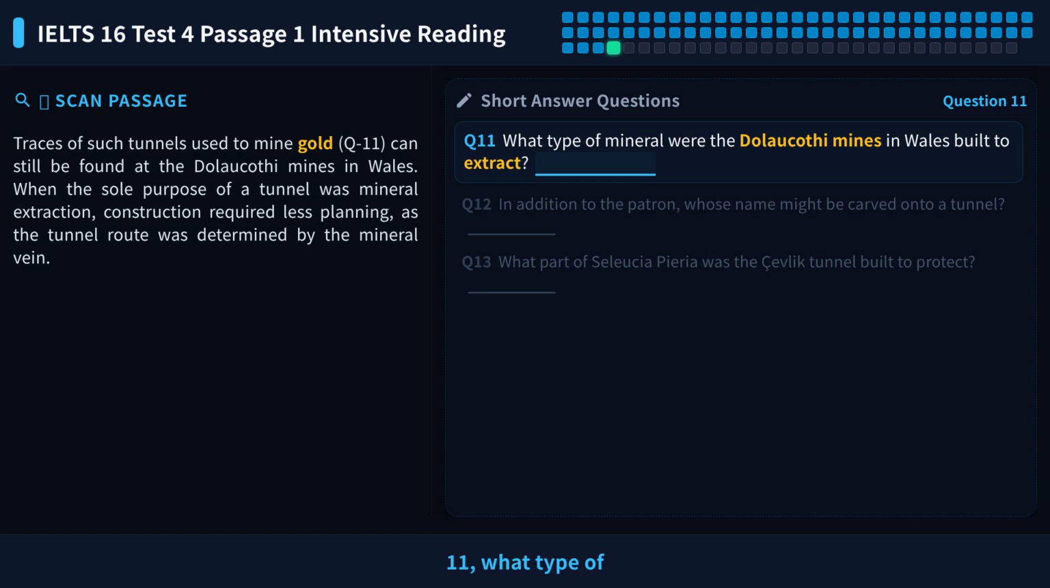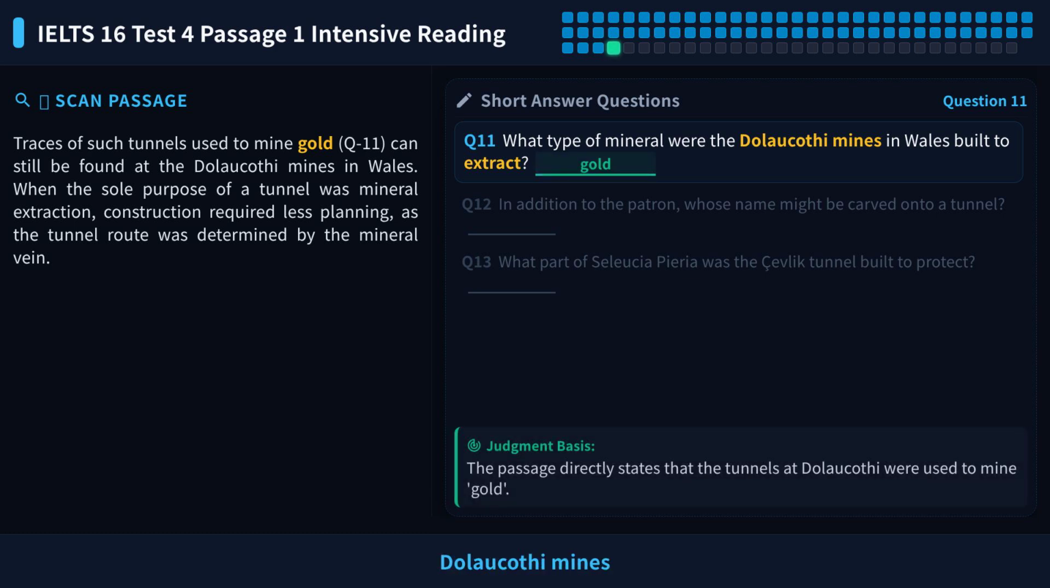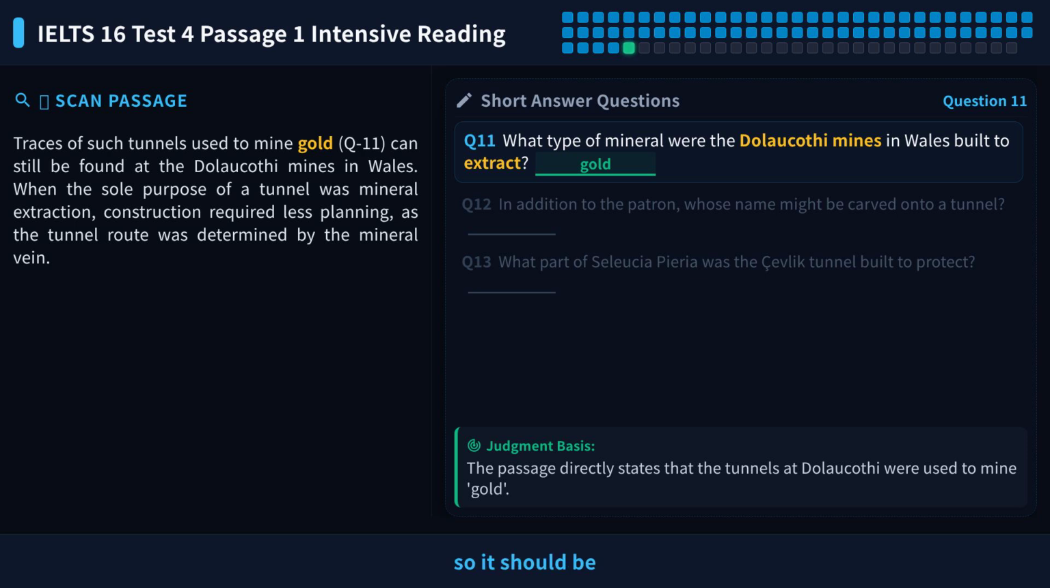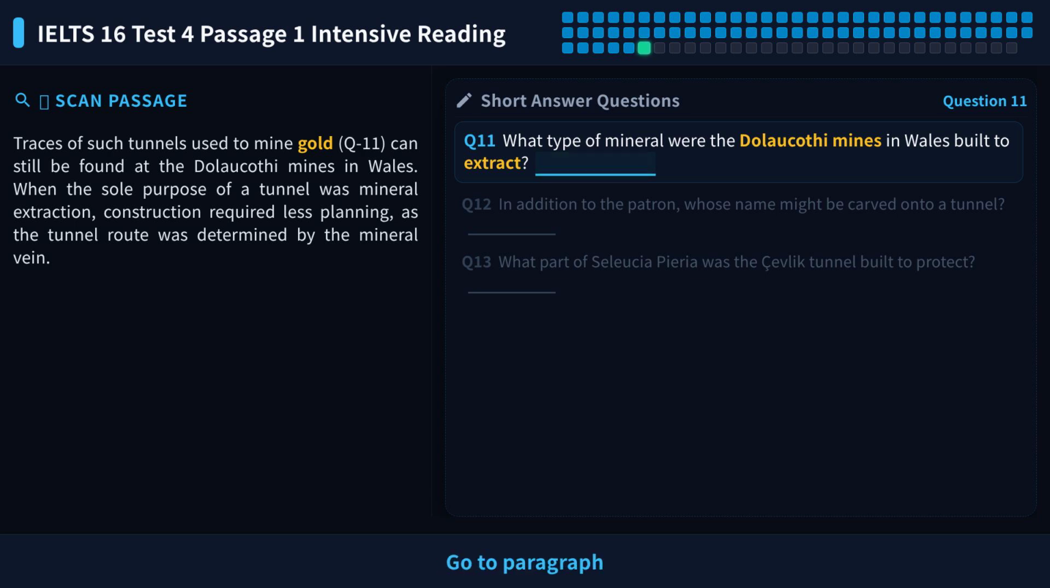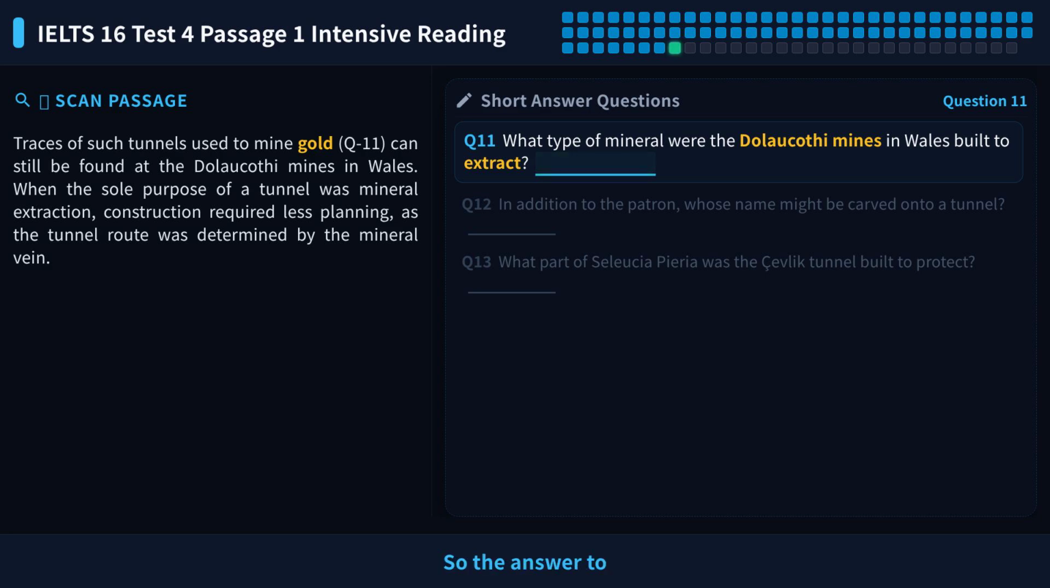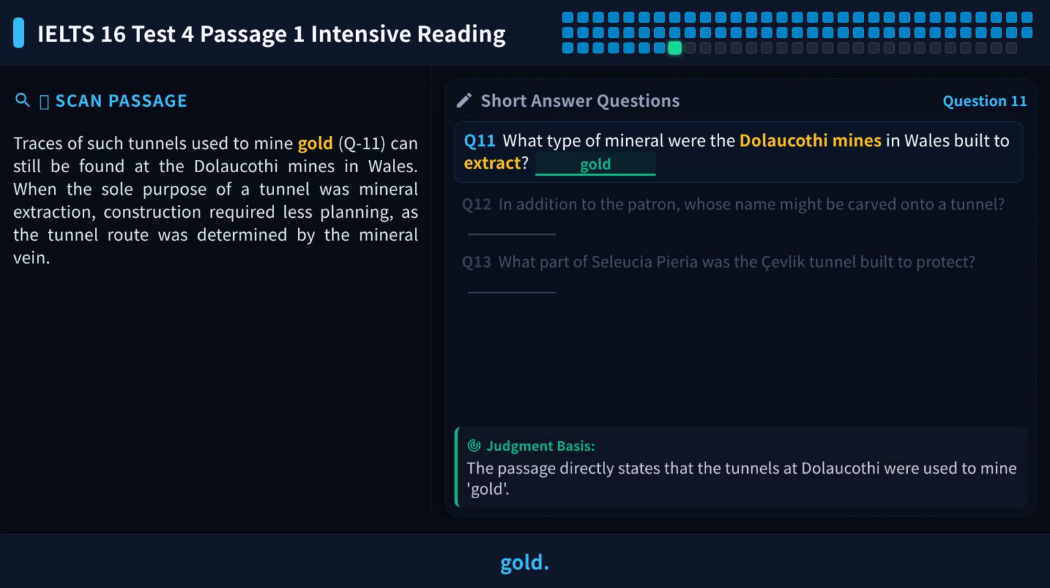Let's look at question 11. What type of mineral were the Dolaucothi mines in Wales built to extract? The blank comes after to mine and before mineral, so it should be a type of mineral. Go to paragraph 4 and look for sentences with Dolaucothi and mineral. The text says traces of such tunnels used to mine gold can still be found at the Dolaucothi mines. The answer gold is directly given in the original text. So the answer to question 11 is gold.